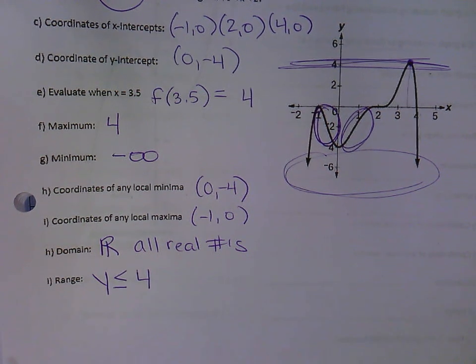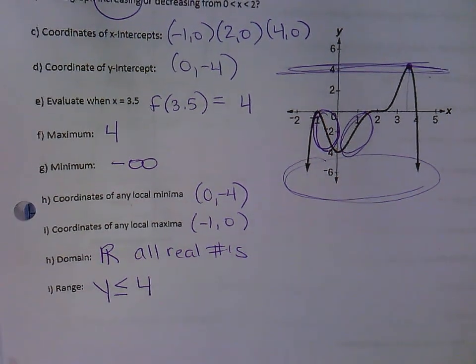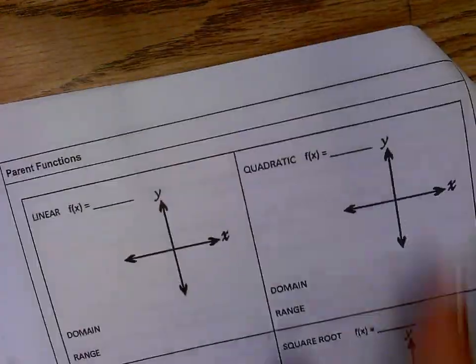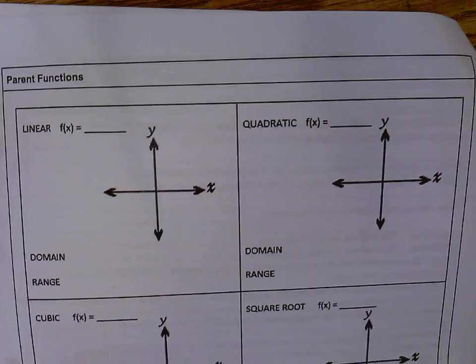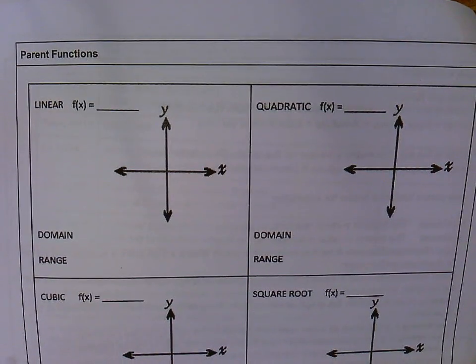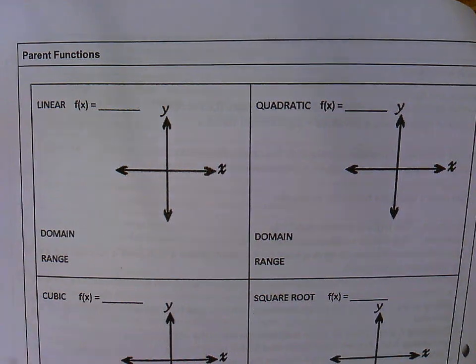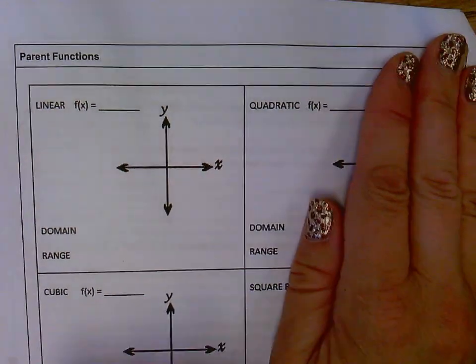All right, so that was the graph vocabulary. I want to skip back to the parent resource page. So I'll show you what that looks like. It's basically page 2, and it says all those parent functions. We're just going to draw a sketch. So it's like page 2 of your whole packet.